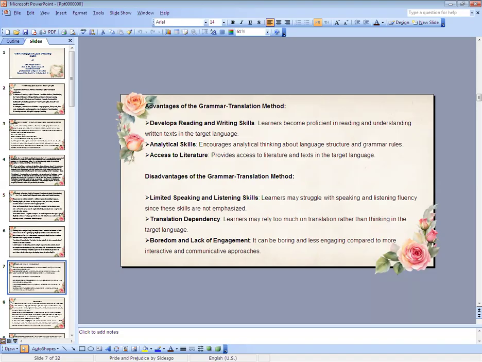Now coming to the merits, advantages and disadvantages of this method. As we said, speaking skills are being developed in this method. It facilitates the understanding of the language, and it becomes very easy for the students and the teachers to communicate in the foreign language. There is no interference of the mother tongue in this one. It improves the fluency of the speaker. And reading skills also can be enhanced, and it improves the language sense of the individual.